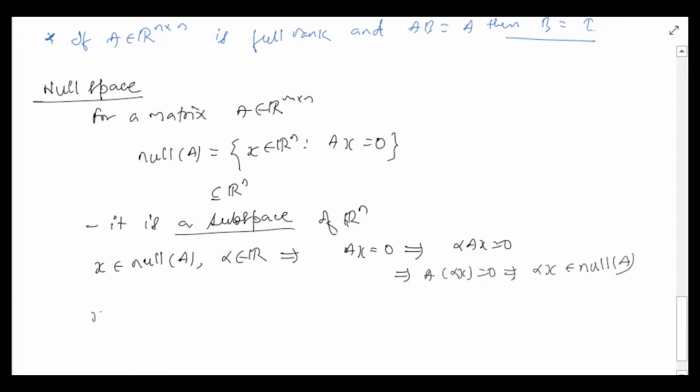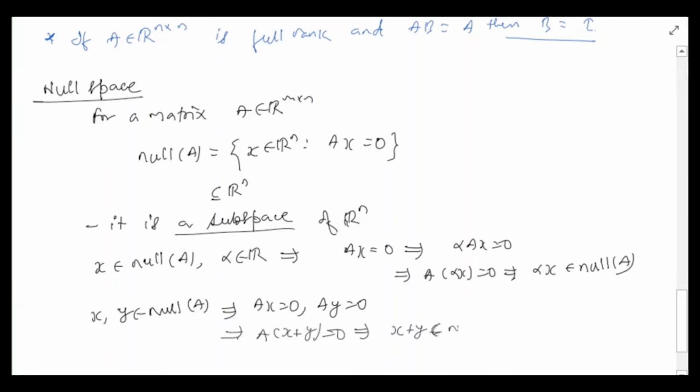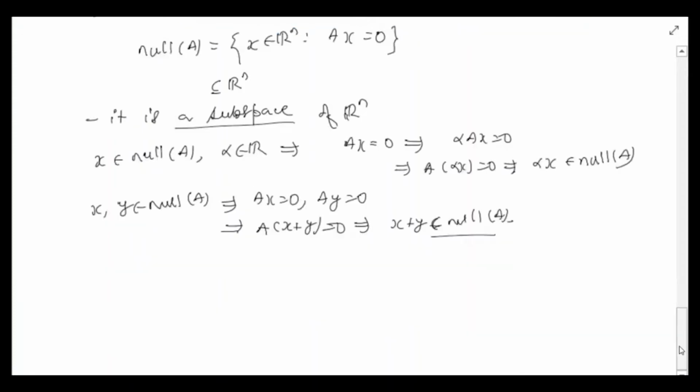Similarly, we have to establish that if x and y are in null of A, then x plus y will also be in null of A. Let's verify this property as well. The fact that x and y are in null of A implies that Ax is equal to 0 and Ay is equal to 0. This implies that A(x plus y) is also equal to 0, which in turn means that x plus y is in null of A. This way we have easily verified that null of A is indeed a subspace of R^n.